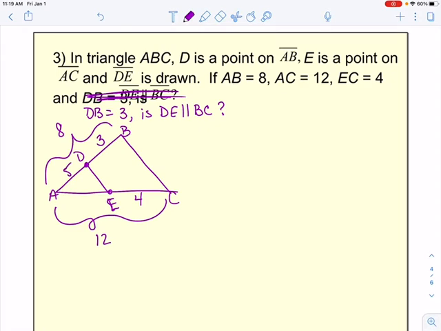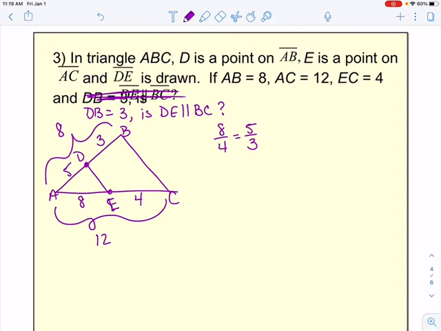I'm going to find the length of AE. So if AC is 12 and EC is 4, 12 minus 4 would leave me with 8 for that little piece over there. Okay, so now we can use that one that we were using in the beginning, and I'm going to say 8 over 4, and I want to know if that equals 5 over 3.